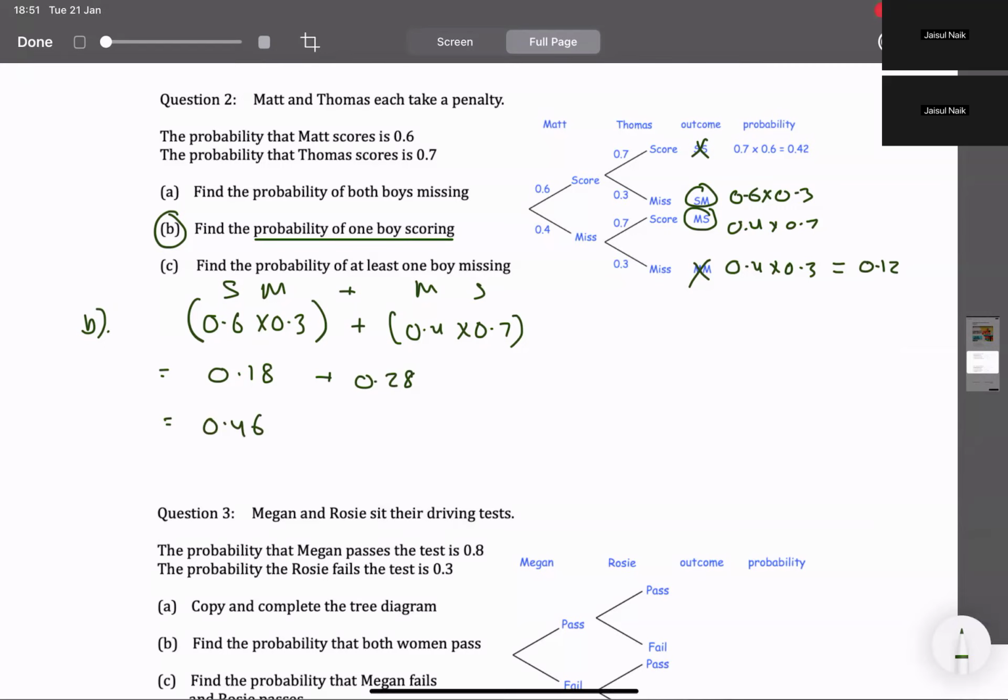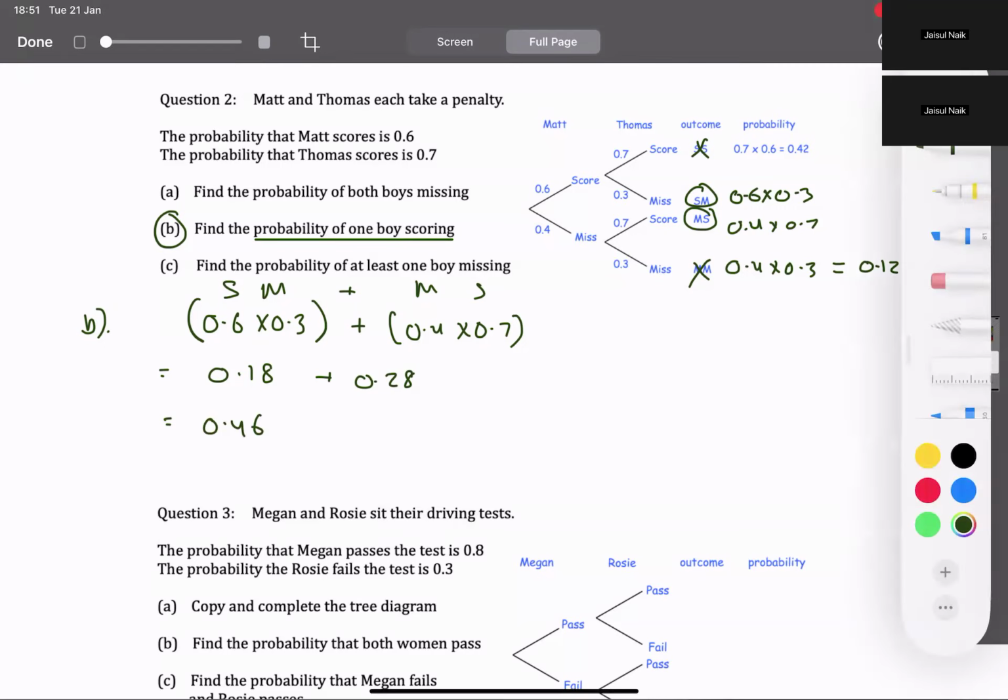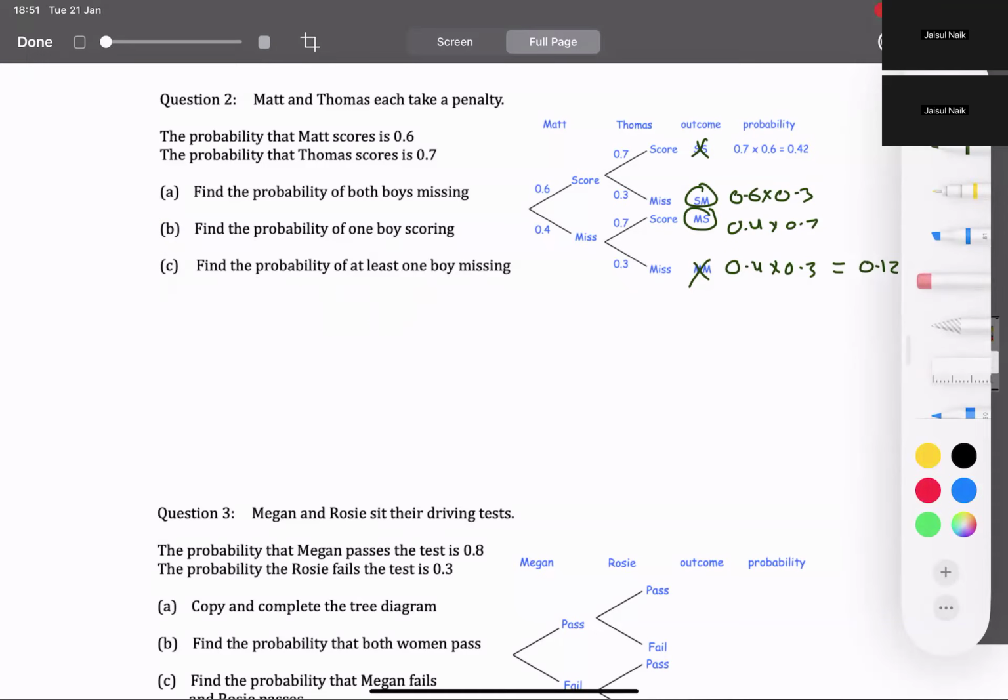Yeah, did you get that? Yeah. Cool. And then for part C, at least one boy missing. So score and score does not count because no one missed. These other three all count. So I'll do it the quick way. It's just going to be 1 minus where they both score, which is 1 minus 0.42, which is 0.58.